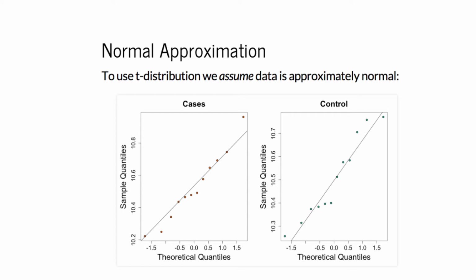But it is an assumption. We don't know for sure. We have 12 data points to check, but we don't know for sure if it's true. So we assume that the data follow a normal distribution, and then we can use the t-distribution approximation.